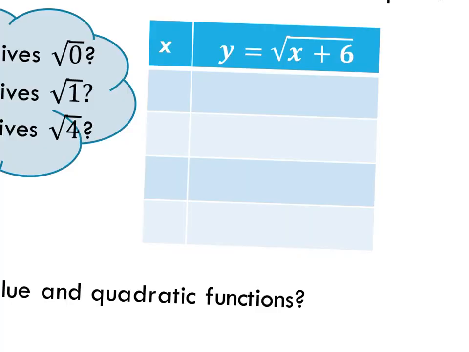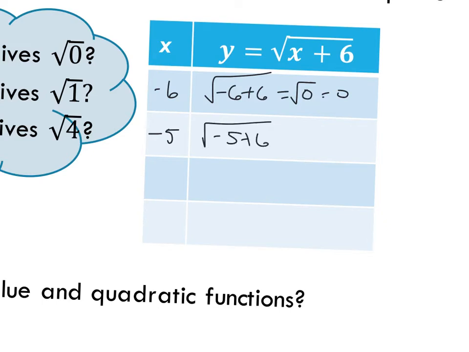So if we look at the other example, y equals the square root of x plus 6, I'm thinking the same thing. What value are we going to replace x with so that we have the square root of 0? Well, we're going to use negative 6. The square root of negative 6 plus 6 is the square root of 0, which is 0. What value of x is going to give us 1? Well, I know 6 minus 5 is 1, so I'm going to use negative 5. The square root of negative 5 plus 6 is going to give us 1.